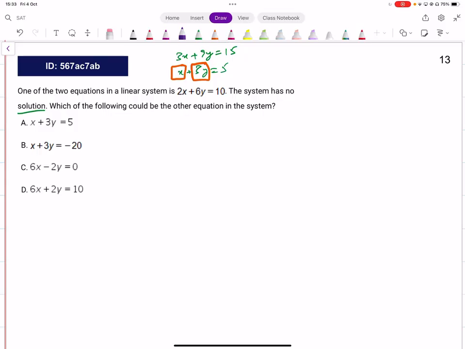The system has no solution. It could be the first one. It could be the second one as well. Not these two. Now, let me just check the other two. In the first case, you have 5 on the right side. That becomes the same equation. And if that's the same equation, that's infinite solutions. Right? That's not no solution.